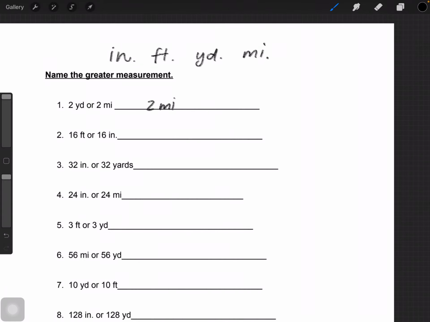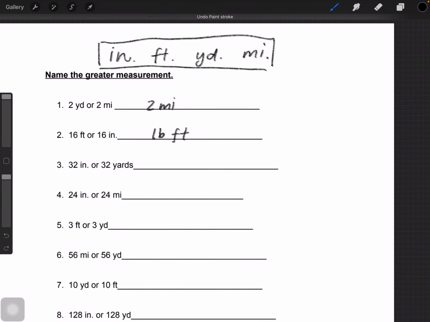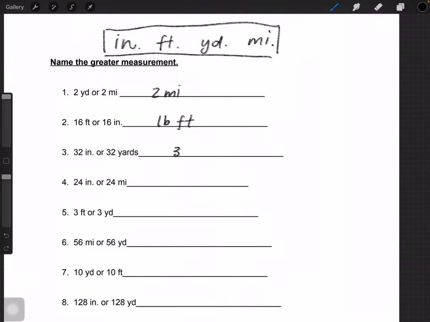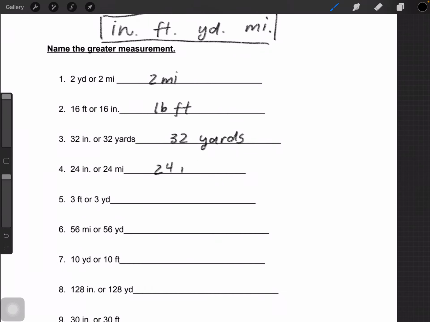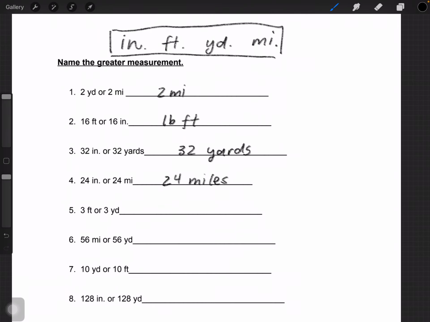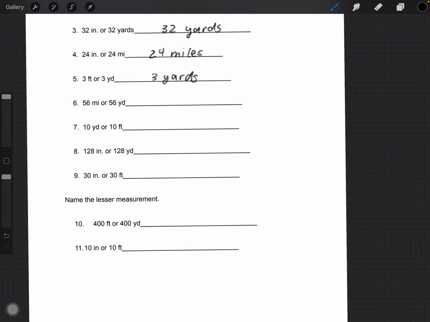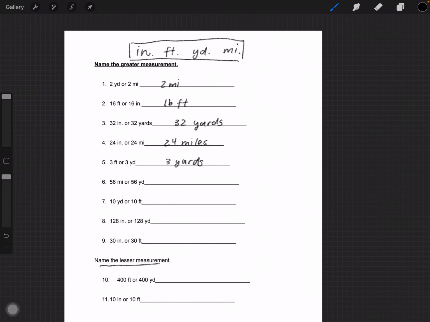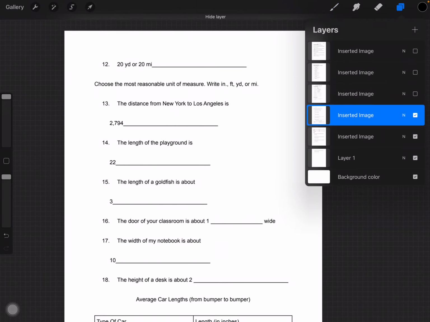16 feet or 16 inches. If you have trouble, you just write this out, and you can see this is smallest and this is largest. 32 inches or yards, and 24 inches or 24 miles. 3 feet or 3 yards. Okay, and I'll leave the rest for you to do on your own. And this is just the opposite, so whichever one is more to the left, that would be the lesser one.